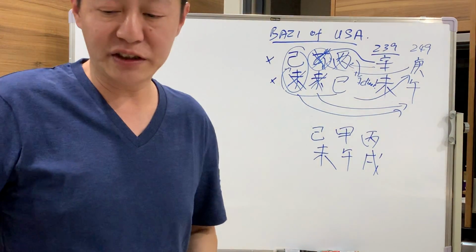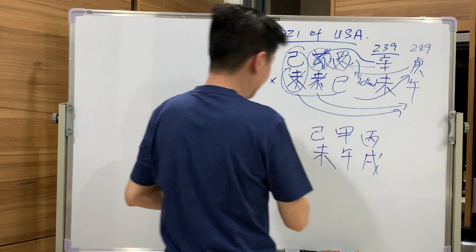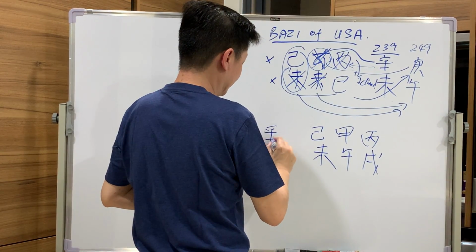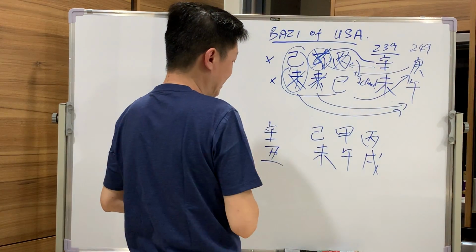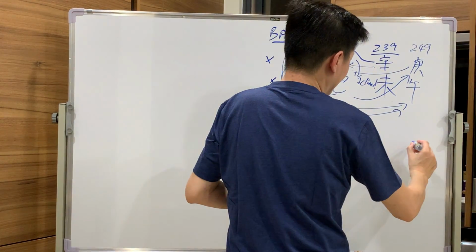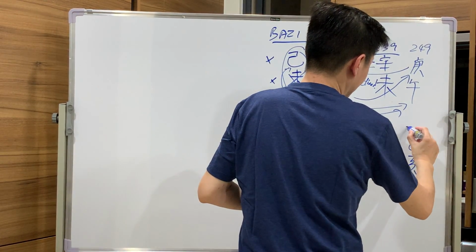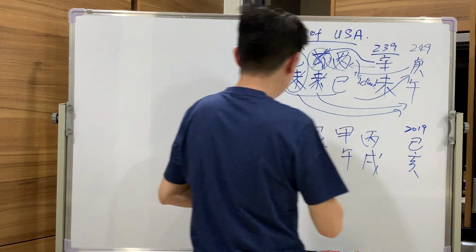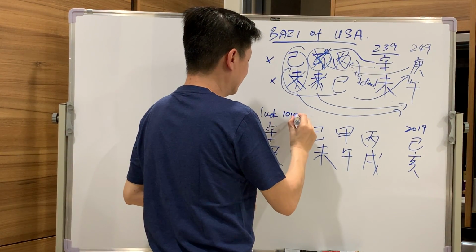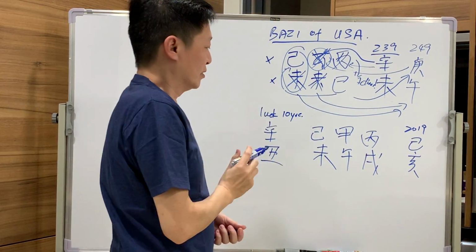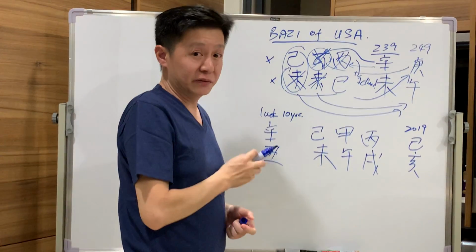The luck of Donald Trump is 幸运, the luck. See, very similar. Then this year, 2019, this is luck, 10 years. So before we read the luck and read the year, we read Donald Trump party first.